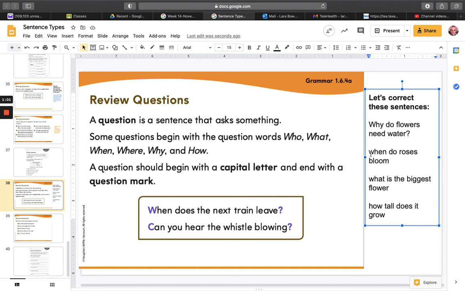When do roses bloom? Begins with a capital letter, ends with a question mark. What is the biggest flower? Begins with a capital letter, ends with a question mark. How tall does it grow? How should be capitalized, and my question should end with a question mark.